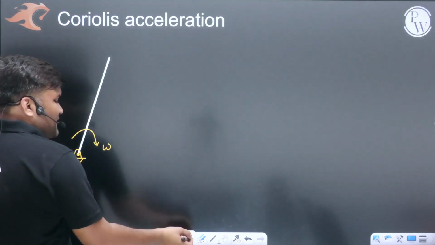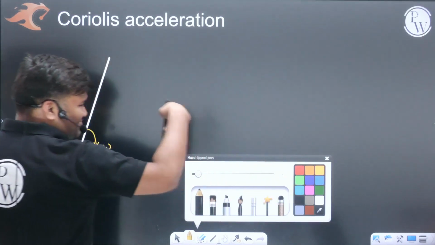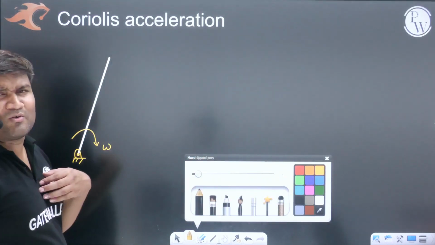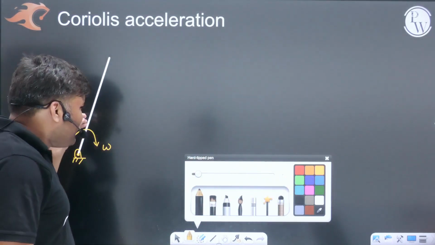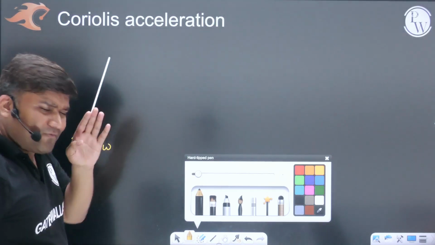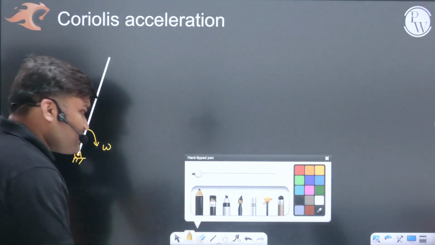This is also having some angular acceleration. Maan lo, ho bhi sakta hai, but we are not going to consider that. And I will introduce alpha later on. But abhi, filhal ke liye, we are going to focus only on Coriolis acceleration.